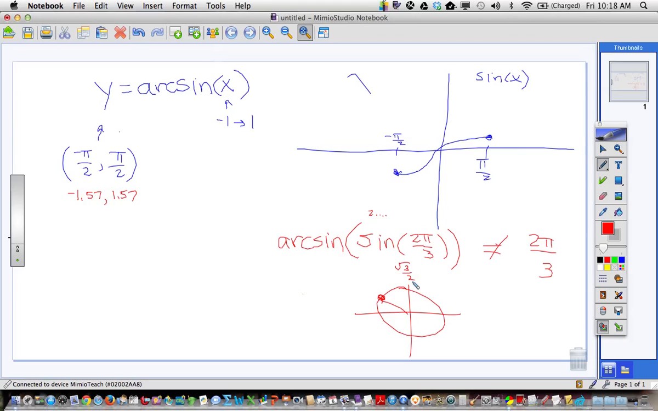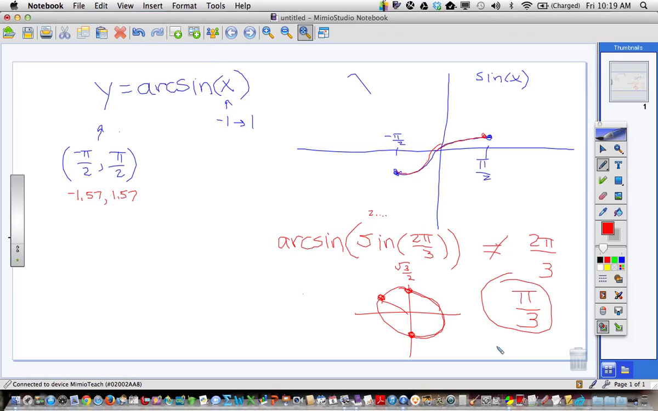Root 3 over 2. And it's positive because sine is positive in both of these quadrants. If you do the arcsine of root 3 over 2, you get what? Pi over 3, which is the first quadrant one. Because you have to get something that's between negative pi halves and pi halves. You have to get something that is between, here's negative pi halves going this way, down to there, and pi halves going to there, right? You can't get a second quadrant angle. So this would be pi thirds, right?